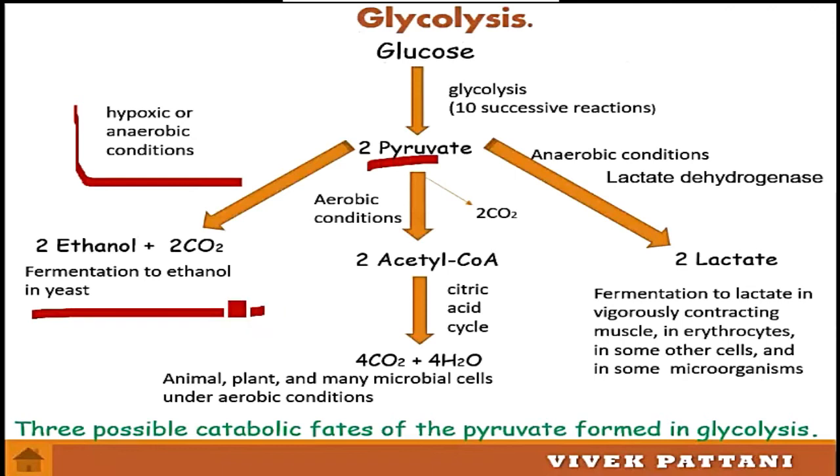Here the pyruvate molecule will get converted into ethanol and carbon dioxide. The example I have given here is the fermentation of ethanol by yeast, and this is how bakery products are made.